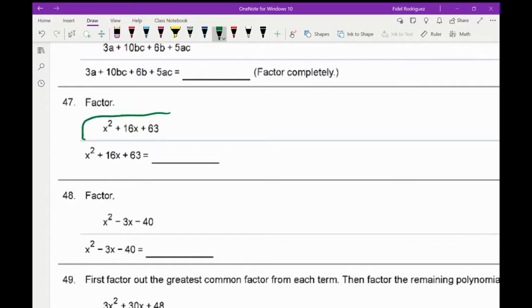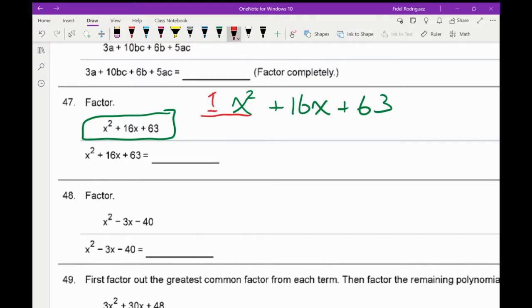Okay, so guys, for 47 here, it's asking us to factor x squared plus 16x plus 63. So I'm gonna show you guys, and I think I did this in the video, but I'm gonna show you guys the shortcut, okay? Anytime I'm factoring x squared plus 16x plus 63, this is going to work, y'all, when the number in front here is a 1, okay? If the number here is a 1, I can do the shortcut. So the shortcut's going to say set up two sets of parentheses and put an x here and an x here.